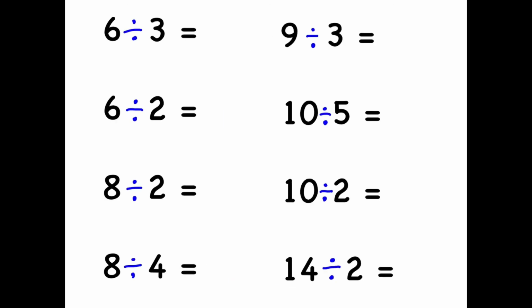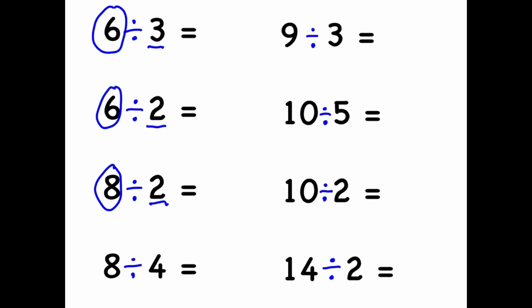And then you can have a go at these ones. Now remember, the first number tells you how many counters you need. So you need 6 for this one, and then you're going to put them into groups of 3. This one you still need 6 counters. You're going to see how many 2s you can make. This one you're going to get 8 and see how many 2s you can make.